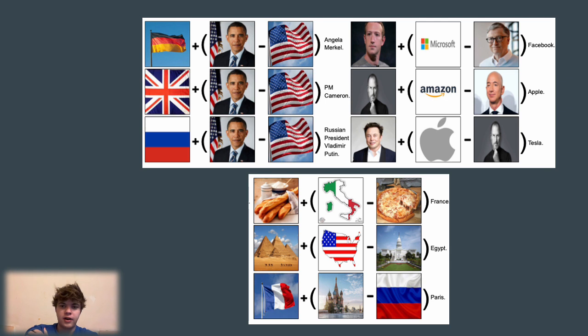So here's some more arithmetic. This is actually leading into the next slide for relatedness. So if we have the Germany flag and then you add that to the Obama minus American flag, then you get Angela Merkel. And then looking over at the CEOs, you have Mark Zuckerberg added with Microsoft minus Bill Gates, and then you get Facebook. And it can even do it with food, not just people, or places and buildings.